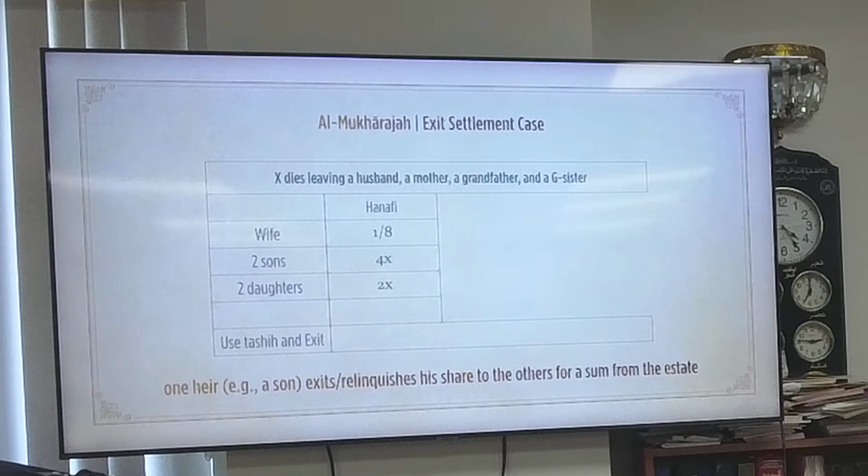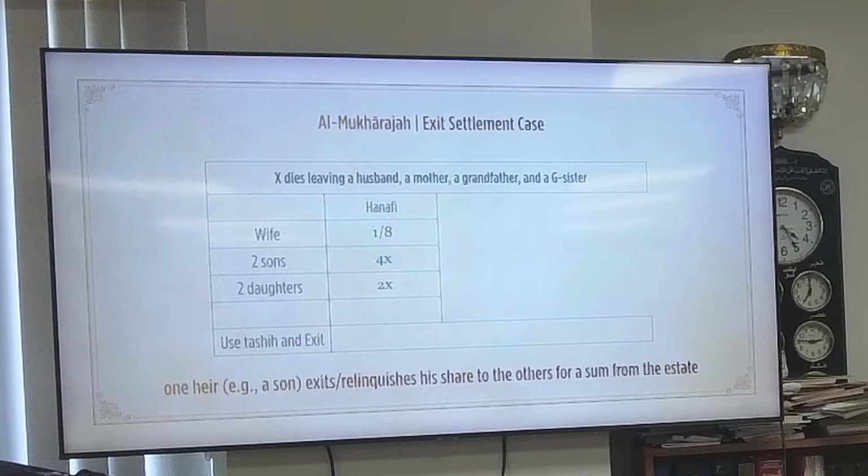So then we end up with a wife, 1 son, and 2 daughters. So what we do, we say, okay, wait, we're going to divide it the way it is, assuming that you're still inheriting. And then we're going to take you out. And there are those of the heirs that will give you the settlement amount. We're going to take your portion that you're going to inherit and distribute it on them.